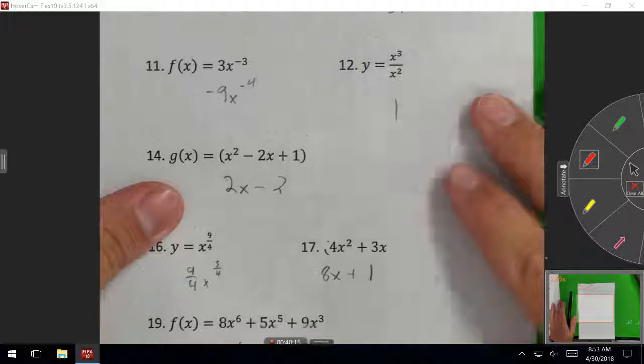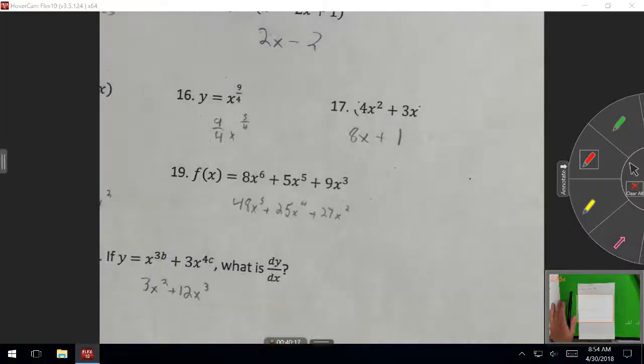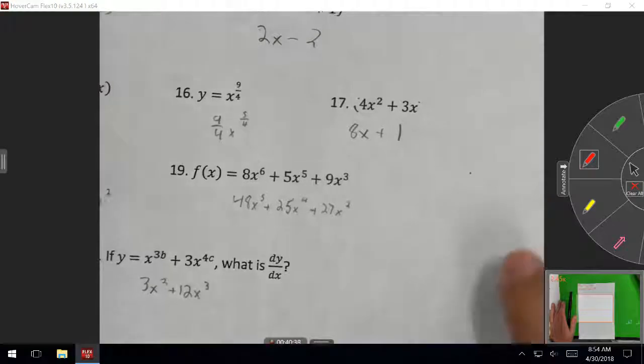Bring it up just a little bit. There. Okay. So multiplied 6 times 8 and got 48, and then subtracted the exponent by 1, so it's 48x to the 5th. And then 5 times 5 is 25, and then subtract the exponent by 1, so it's 25x to the 4th. And then 3 times 9 is 27. Subtract the exponent by 1, so it's 27x squared. There you go. Very good.